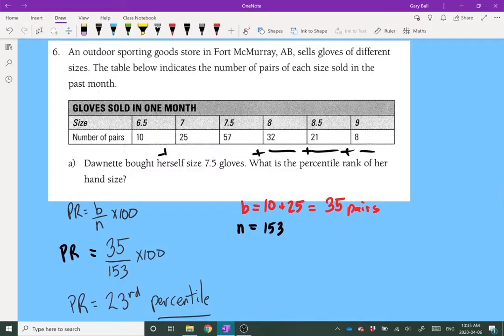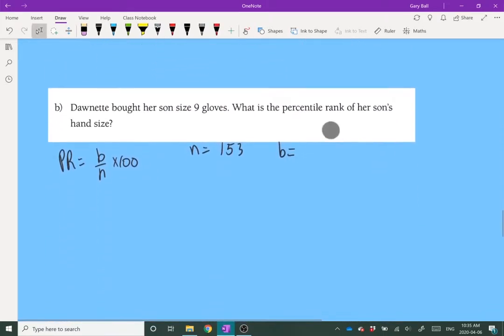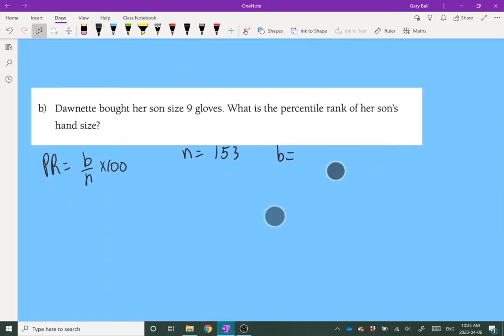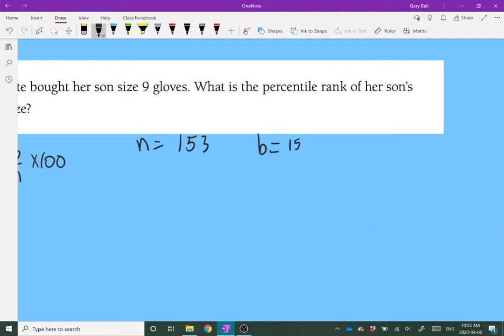Let's clear this off. When I look at size 9, that's the largest size. Everything else is below it, so I have to add all of these numbers up right there. Or I could just take 153 and subtract 8. Let's do that. 153 total, 8 were the largest size. So we are looking at 145 pairs of gloves.